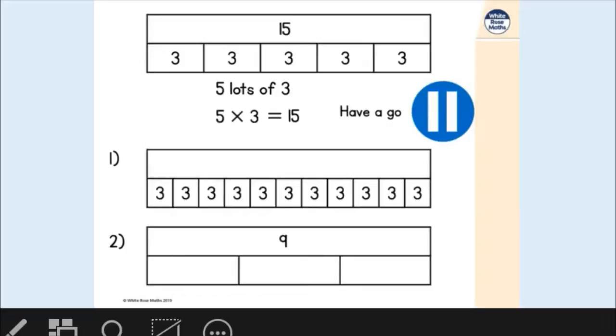Pause the video, have a go at completing the bar models in questions 1 and 2. Question 1, there's lots of 3s there. There's in fact 11 3s, so that's 11 times 3, which is 33. Number 2, we don't have to fill in the total, we know the total, we've got to fill in each of the smaller sections. So that would be 9 divided by 3, wouldn't it? Because you can see there, we've got 3 equal groups below the 9. So 9 divided by 3 is 3.